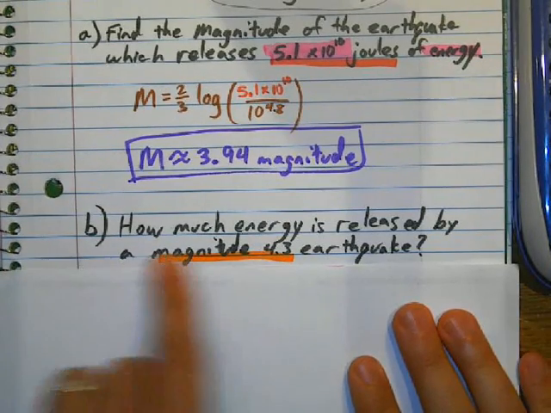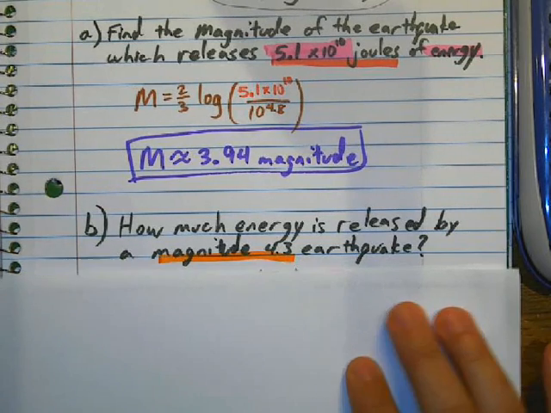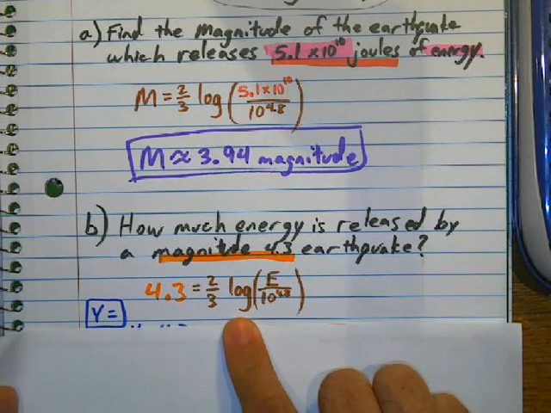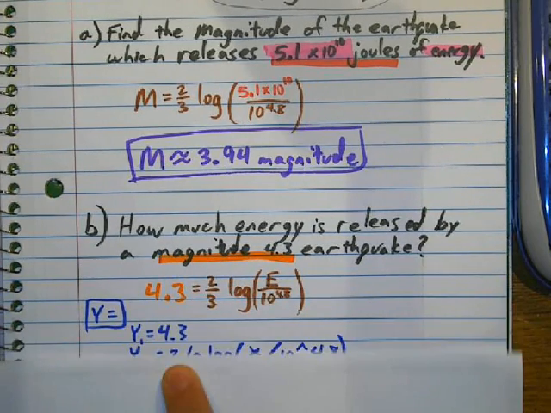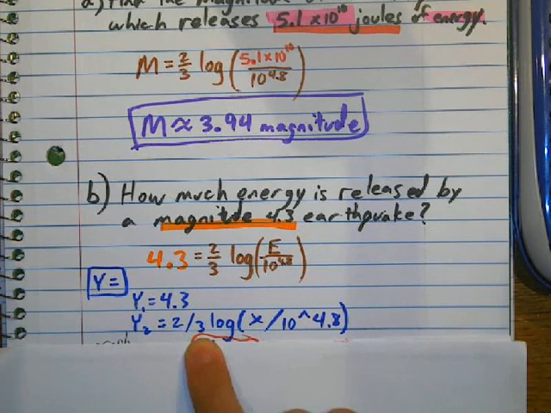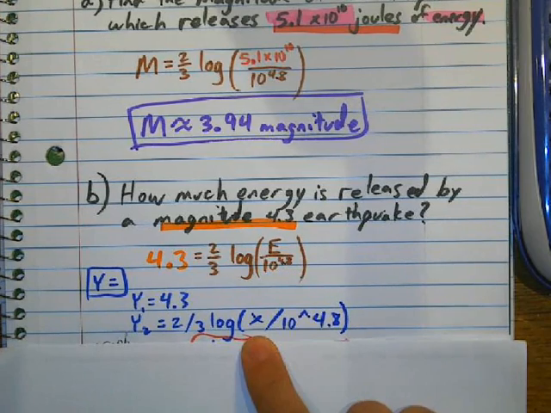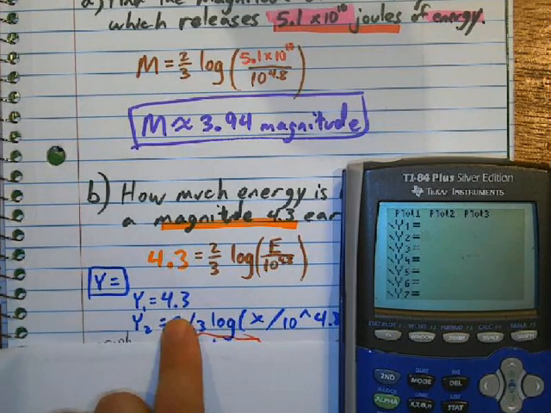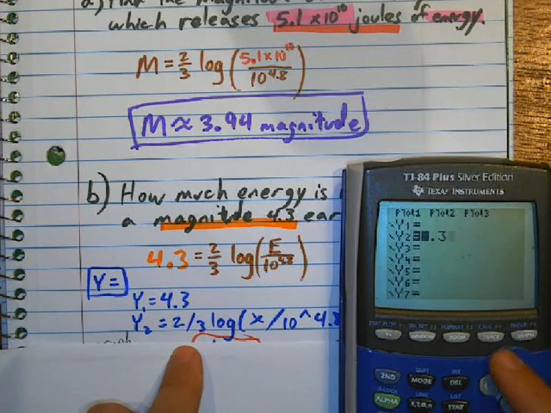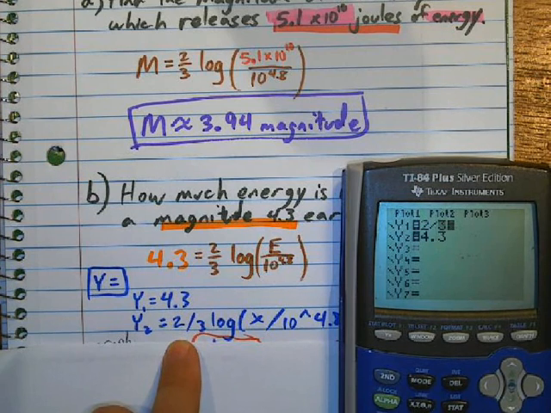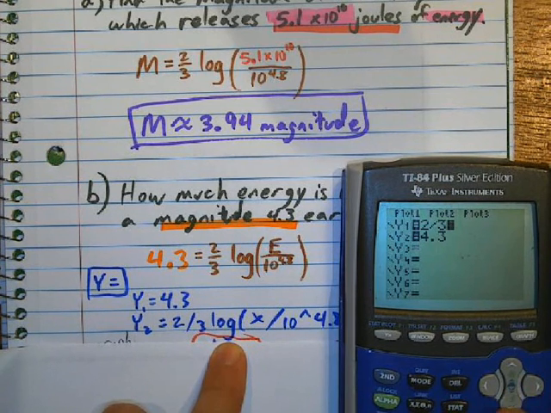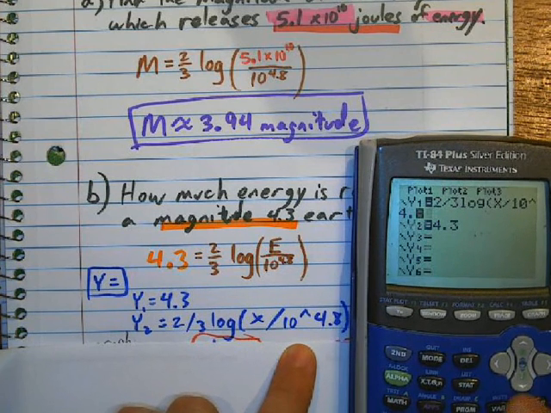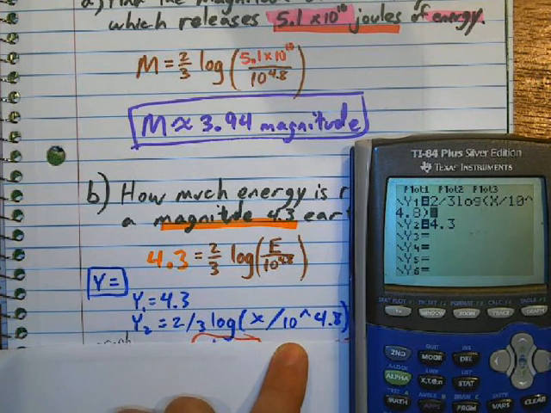Now the next one, how much energy is released by the magnitude of 4.3? So in this example, we're replacing the M with 4.3 and we're solving for E. So this is like what we did in the exponential equations, where we have to hit y equals, and we type in 4.3 in one of the lines, and 2/3 log, and then instead of E, I'm writing x. Okay, so let's try this out. I'm going to write 4.3, and the other one I'm going to write 2 divided by 3 log of x divided by 10 to the power of 4.8. Okay, close parentheses, and then I hit graph.